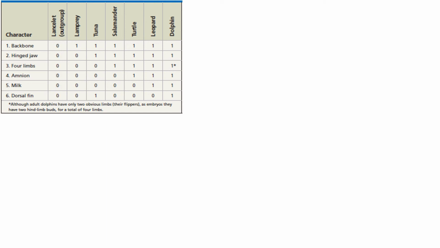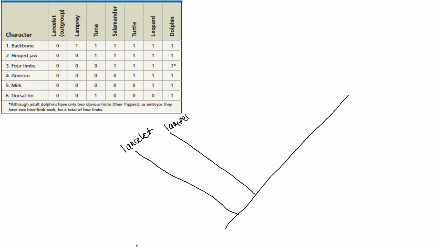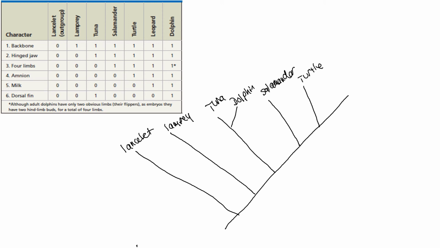Now let's go ahead and build this tree again, except we're going to put the dolphin with the tuna as sister species. So we'll see what the difference in this tree will be. Let's start to draw the tree. I'm just going to quickly build it this time. So we have the lancelet. And then we have the lamprey. And then we have the tuna. And then we have sister species dolphin. And then we have the salamander. And then we have the turtle. And then the leopard. Okay, so let's put the events there.